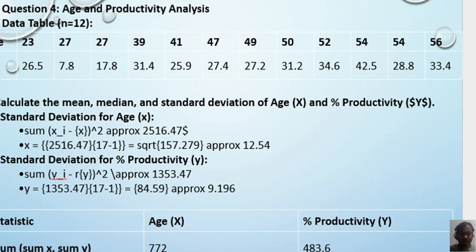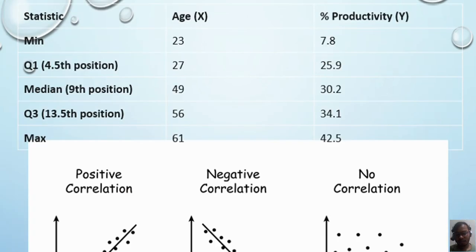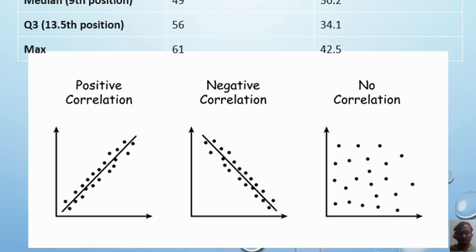Summary table: statistic age x and percent productivity y: sum x, sum y, 772, 483.6 is percentage. Mean x y, 45.41, 483 is a percentage. Median, middle value, the ninth sorted value, 483 is a percentage. Statistic is age and percentage y. This is the table and the diagram. You can see here positive correlation, negative correlation, here no correlation.